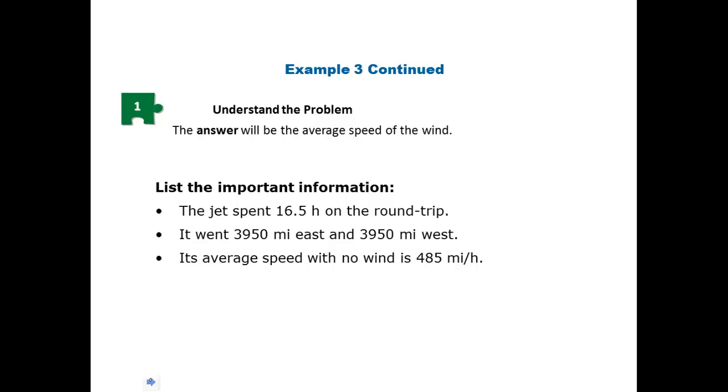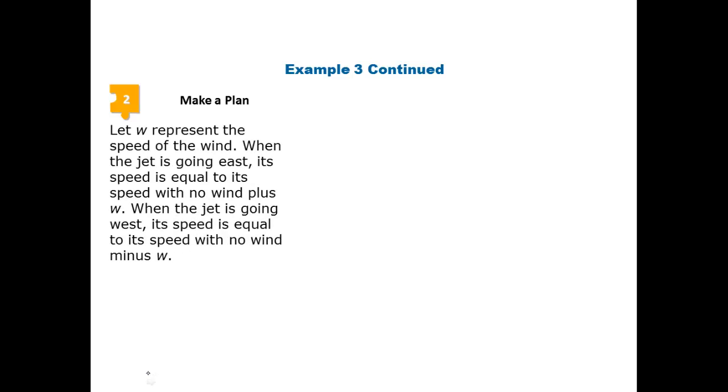Alright, so first we're just going to look at some important information. Make sure we understand the problem. These would be things that we would underline in our paragraph if we were solving this. Okay, the jet spent 6.5 hours on the round trip. This is our total time. It went 3,950 miles east, 3,950 miles west. Its average speed with no wind is 485 miles per hour. Okay, all important information.